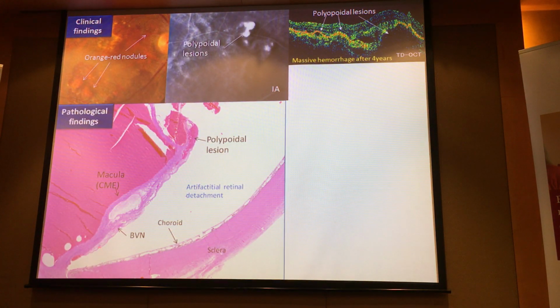This is the optic disc, and this is the macula. This area is the macula, and then this is the temporal retina. We could see a BVN here in the sub-RPE space, and then the polypoidal region here. And unfortunately, an artificial retinal detachment occurred, but we had the choroid in this specimen.